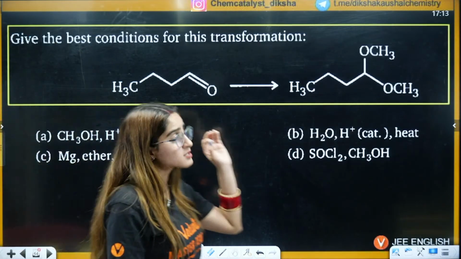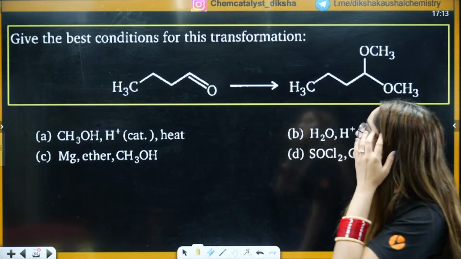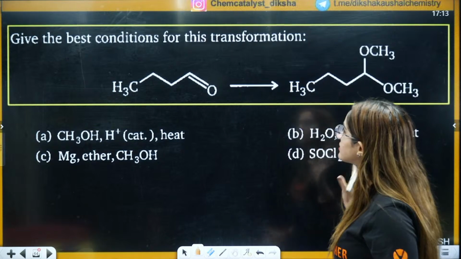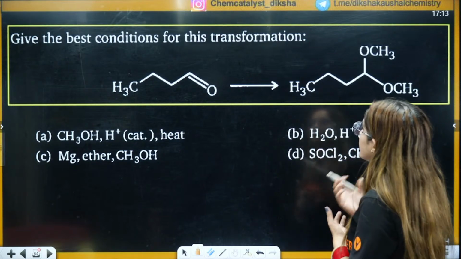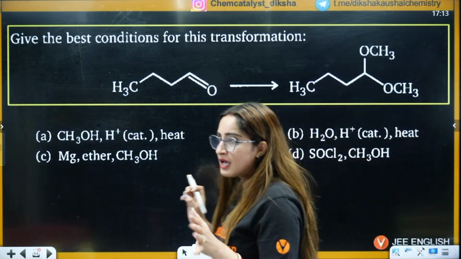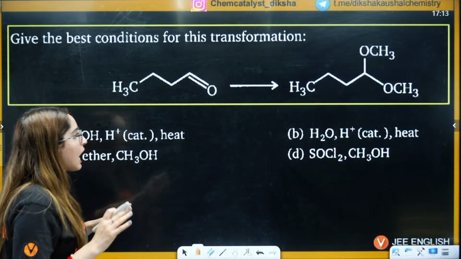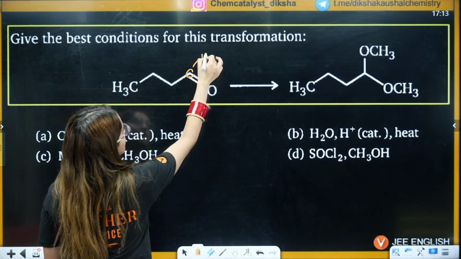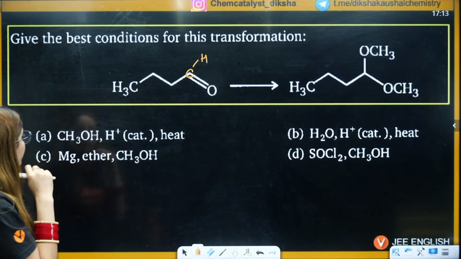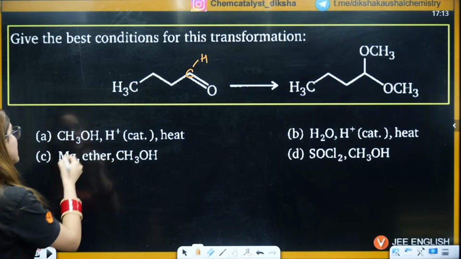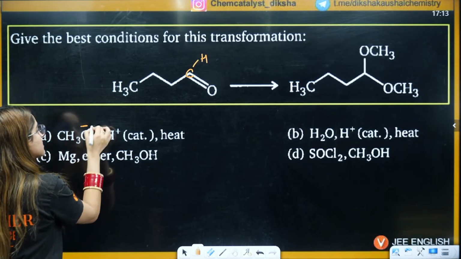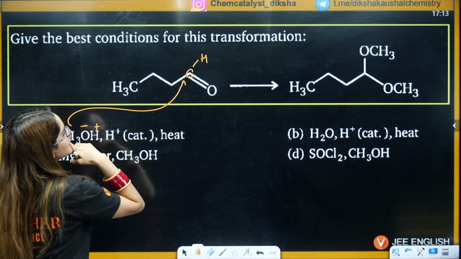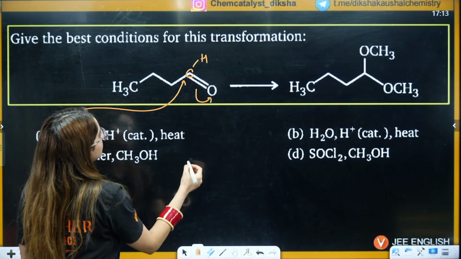Okay. Yes, next question is give the best conditions. Now they are asking the best conditions for this transformation, right? So this question is given to you. They have asked you the best condition for this transformation. See, if you're going to transform this, what we will need here, basically this is C double bond O, this is H, right? So if you add CH3OH here, CHO, right, this is positive. We know that this O will attack here, right? Electrons will jump here.